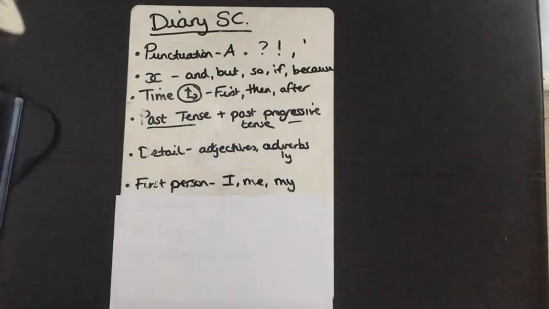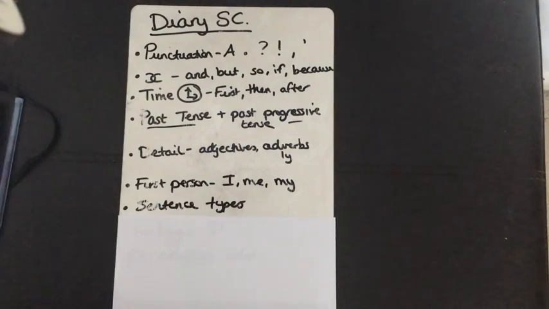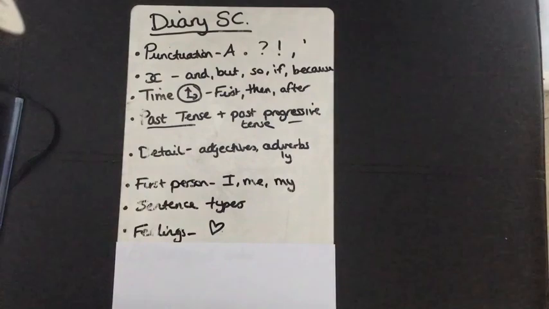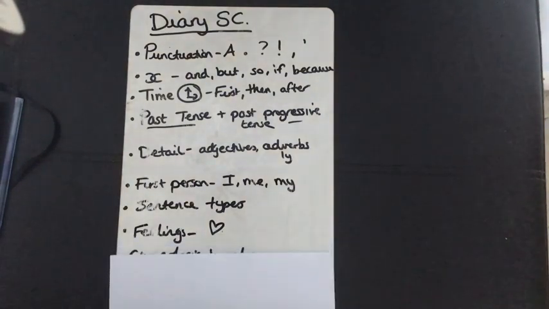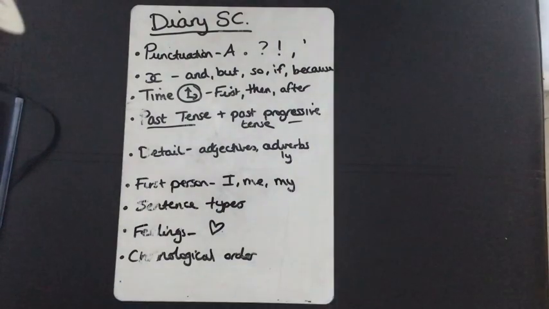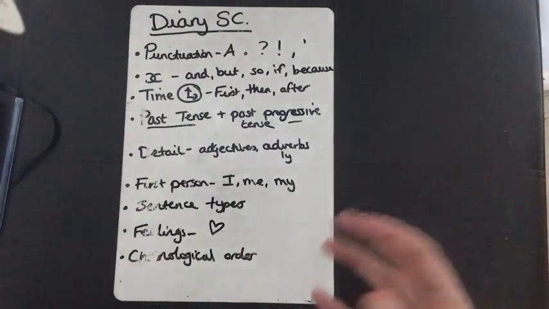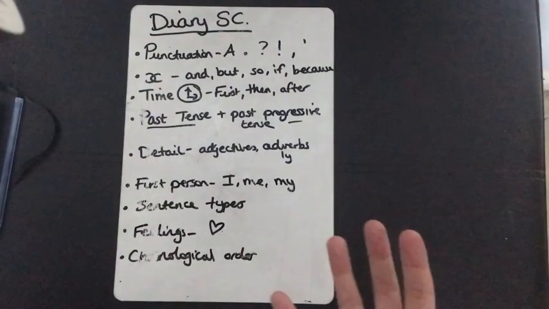Writing in the first person, so I did this. Different sentence types, questions, exclamations, statements. Your feelings are really important in diaries, to talk about how you're feeling at the time. Were you feeling excited, sad, nervous? And writing in what we call the chronological order. That means in time order, so from the start of the day to the end of the day. You wouldn't write about your dinner before you write about your breakfast.